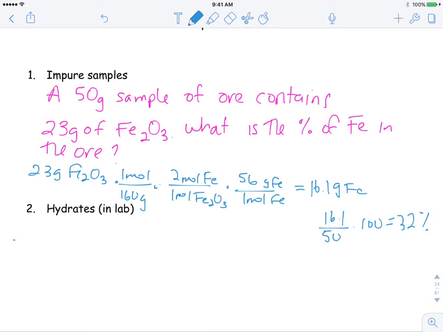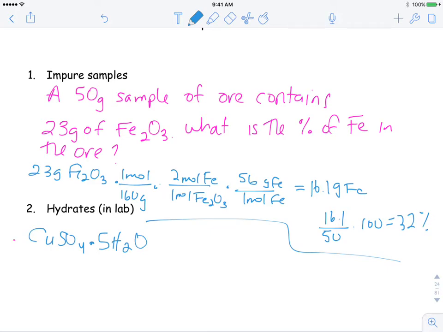Okay, the other thing is hydrates. With hydrates, if you forgot what they were, they're compounds where you have something like copper sulfate. This one's really common because it's used in the lab a lot. And it has 5 waters. It's a pentahydrate. And they'll show it with a little decimal there.